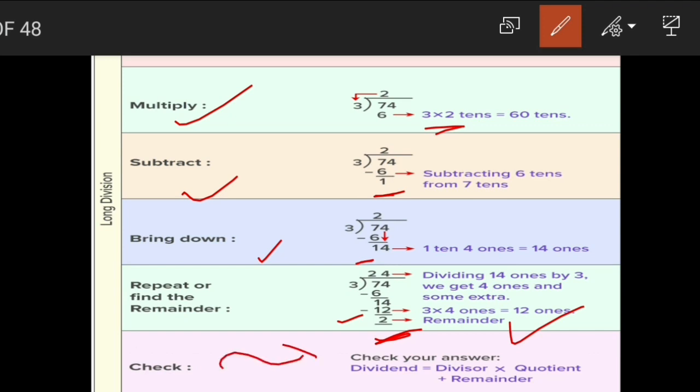There is a procedure to check whether your answer is wrong or right. The formula is dividend is equal to divisor into quotient plus remainder. If you do this and you get the correct answer, that is if you get 74 after doing this, the answer will be correct.